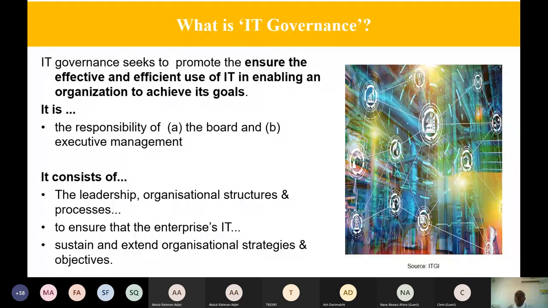There must be a well-defined organizational structure. There must not be confusion. It must be identified who is in charge, and whoever is in charge must have the academic qualification and technical competences to do that.